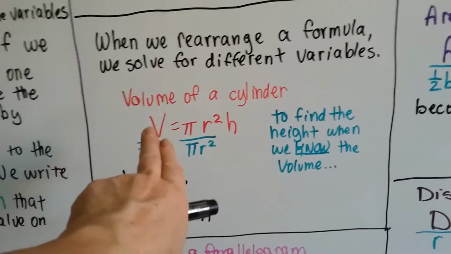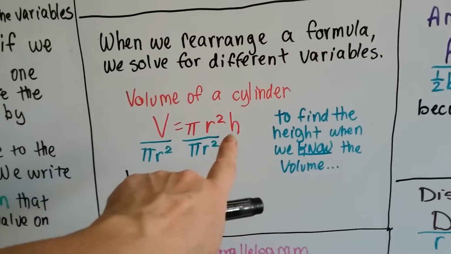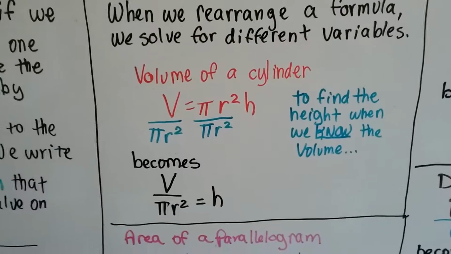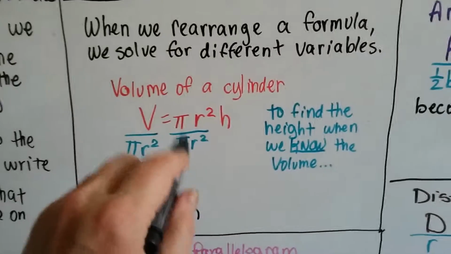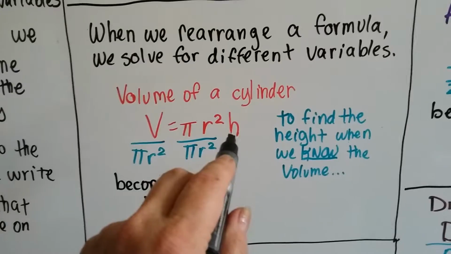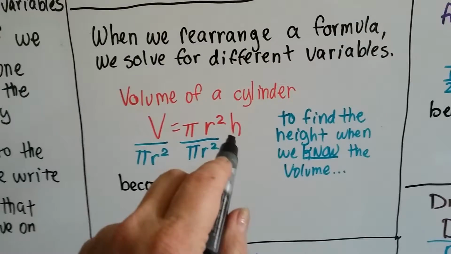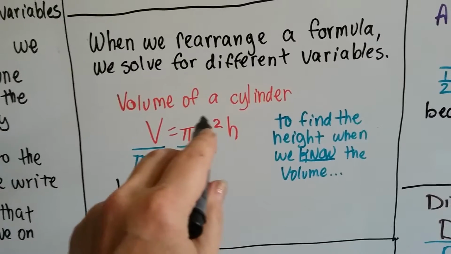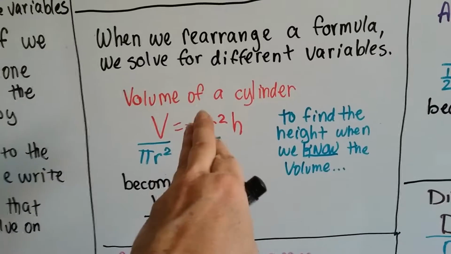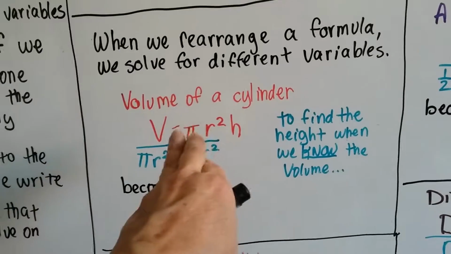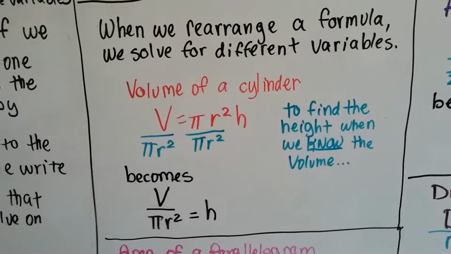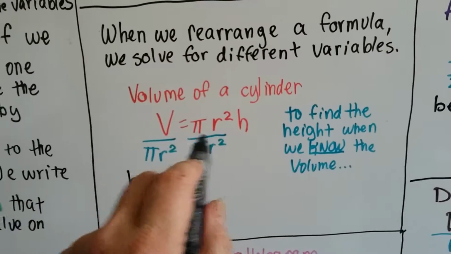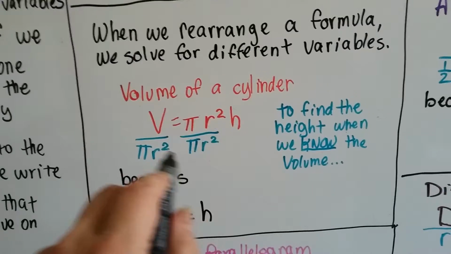But what if we know what the volume is and we need to find the height? So here's what we do. We say, okay, what is in the way of the h being by itself on one side of the equal sign, like that V is? Well, this pi r squared is in the way, isn't it? If this pi r squared wasn't there, the h could be next to an equal sign. So we divide both sides of the equal sign by pi r squared.